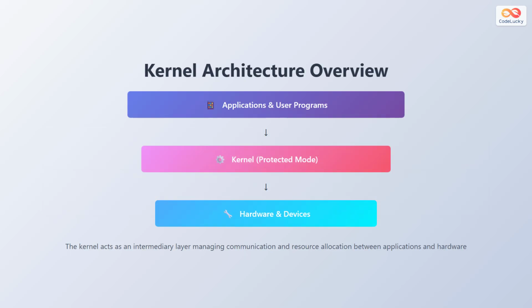The operating system is structured in layers. At the top are your applications and programs. In the middle is the kernel, which operates in protected mode and is the most powerful part of the system. At the bottom is the actual hardware and devices. The kernel acts as a bridge, translating requests from applications into commands that hardware can understand. This separation protects the system and ensures stability.